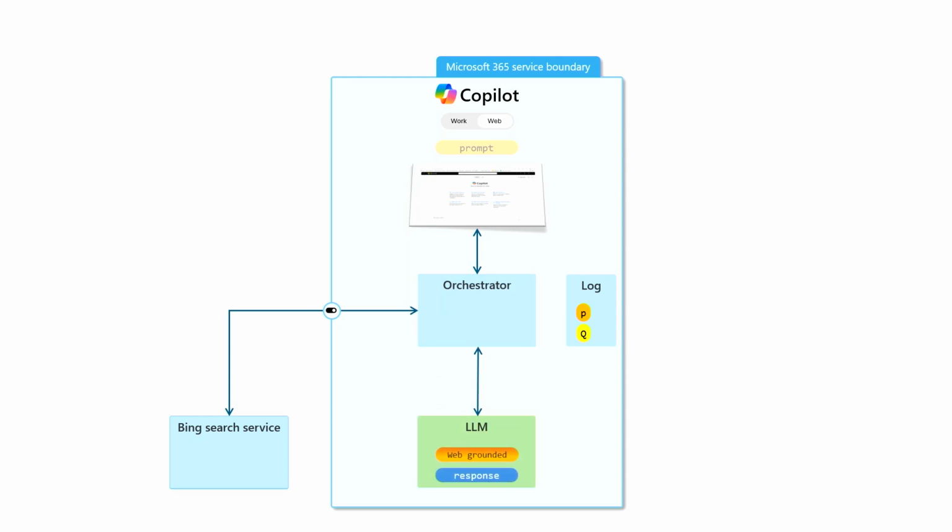So the prompt is then grounded with the web response and passed down to the LLM. From that point, the response goes back to the orchestrator and then back out to the end user. And you can see we logged it along the way.